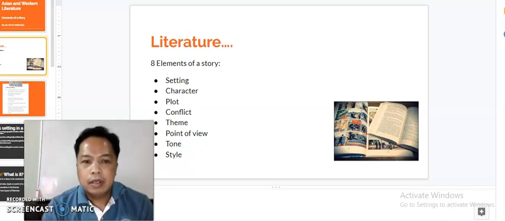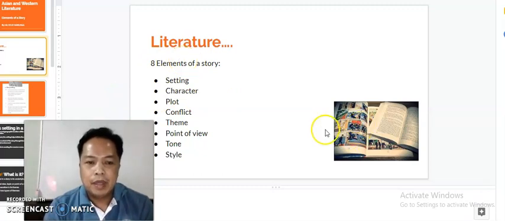Okay. So when we talk about literature, of course, we also talk about different kinds of story. So there is a picture. This is a story, as only an example. So we have eight: setting, next is character, plot, conflict, theme, point of view, tone, and style. Okay, so these are the eight elements of a story.